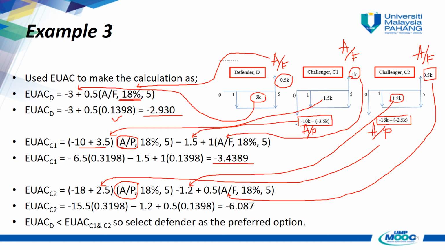Then we calculate the EUAC for challenger number 2, and we will see that the value is negative 6.087. If we compare the defender, challenger number 1 and challenger number 2, we will see that the EUAC for the defender is much less compared to challenger number 1 and challenger number 2. So we select the defender as our preferred option. We reject challenger number 1 and challenger number 2. We maintain the defender, the current asset that we have now.